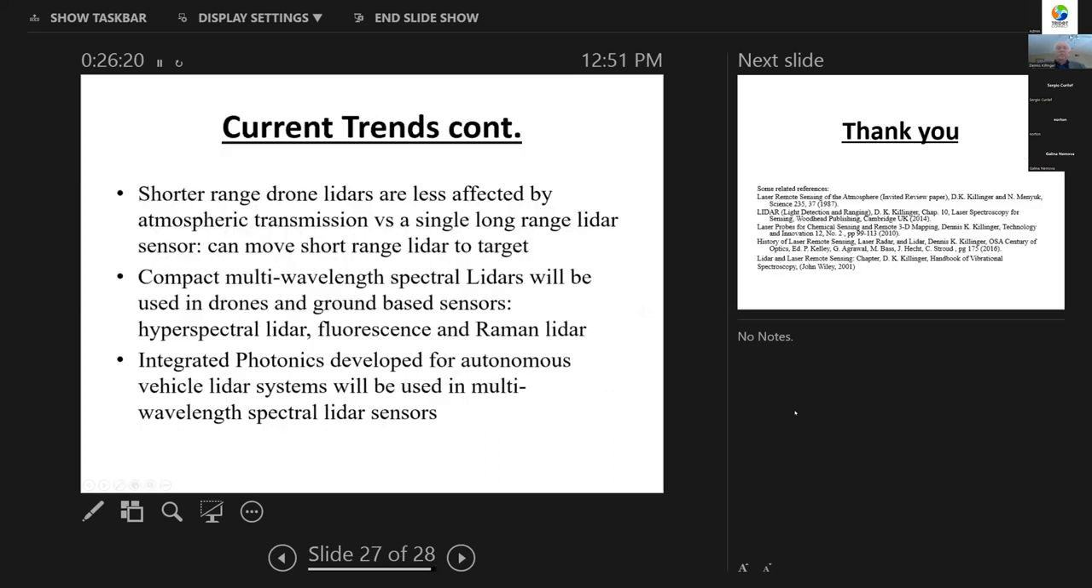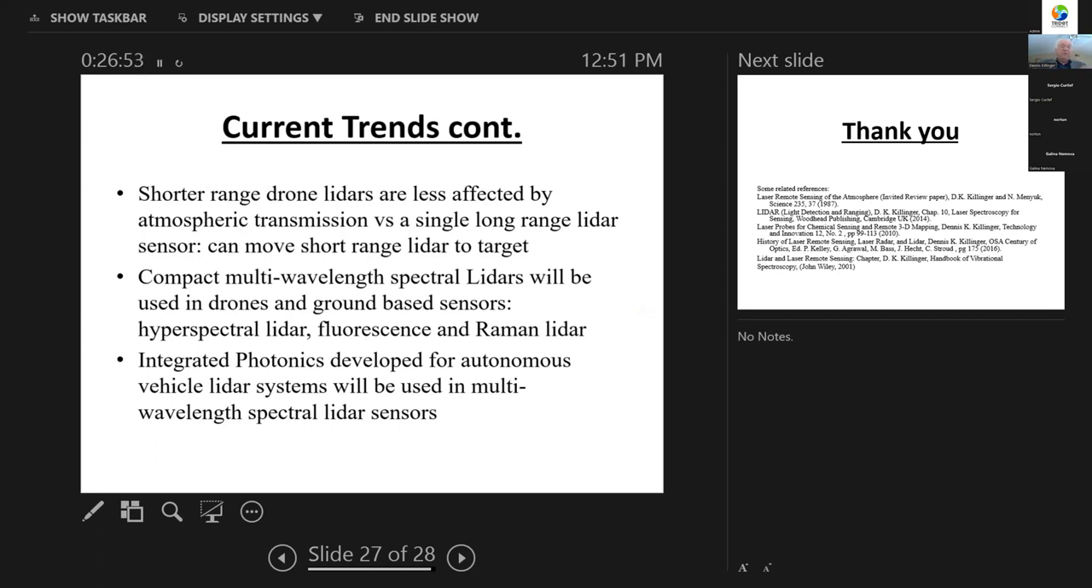And so some of the more current trends as I see them: shorter range LiDARs on drones. I want to point out that they are less affected by atmospheric transmission as opposed to a single long range LiDAR sensor. So you can see the move to short range LiDARs for targets, because you can take the LiDAR, put it on a drone and fly it over to where the area that you're trying to sense is. You don't have to have one LiDAR that will do everything.